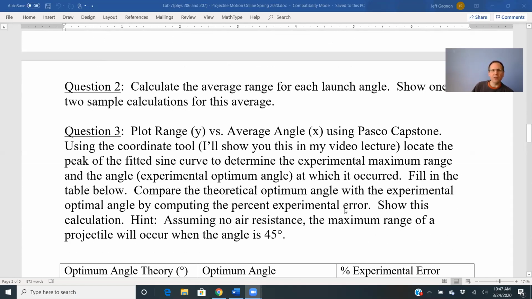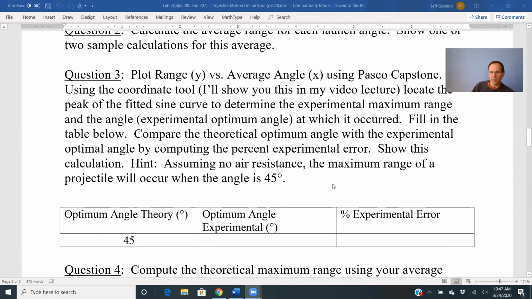Then you want to plot range versus average angle. The range will be plotted on the y-axis, and the average angle will be plotted on the x-axis. You want to do this using Pasco Capstone, and I'll show you this in a second. Using the coordinate tool, you want to locate the peak of the fitted sine curve to determine the experimental maximum range and the angle at which it occurred. We're calling that angle the experimental optimum angle. Once you have those two values, you can fill in the table below.